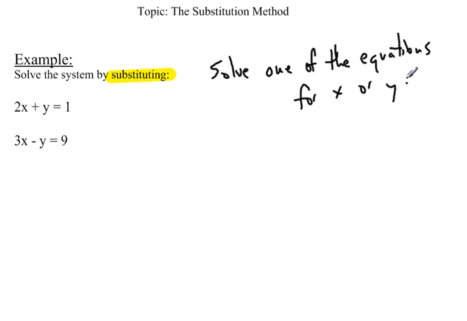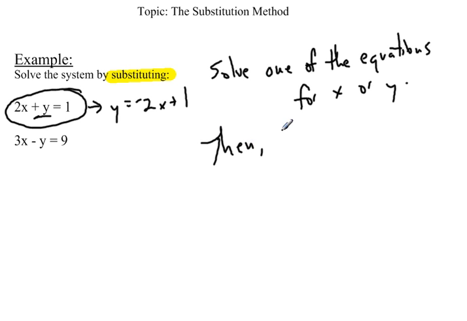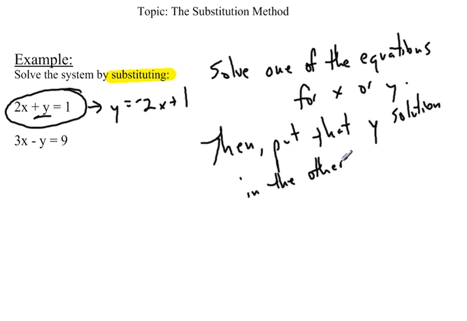I'm going to solve it for x or y. This is easy for y, and the reason I say that is y is positive. So if I want to solve for y, then I know it's negative 2x plus 1. That's a simple solution. Then put that y solution in the other equation.